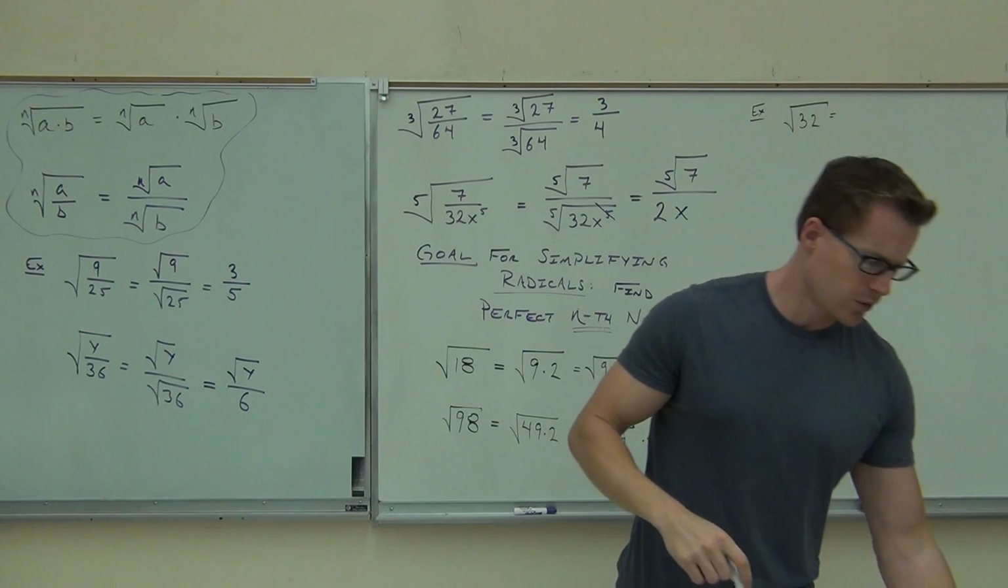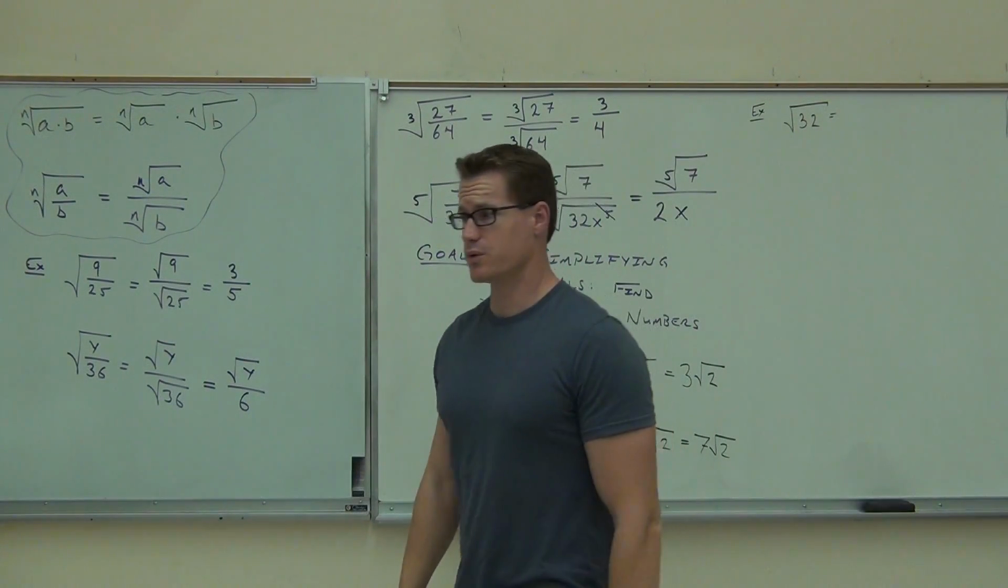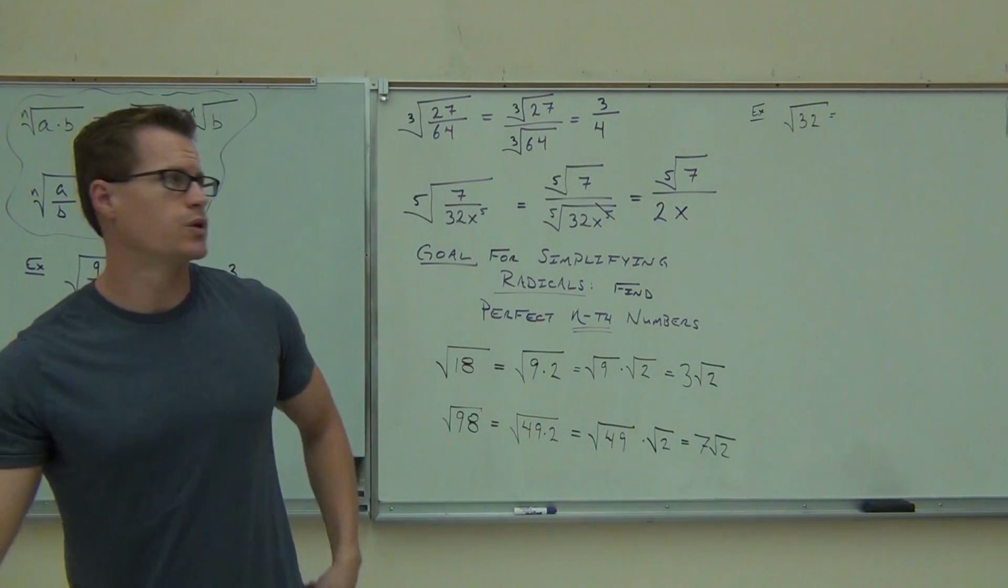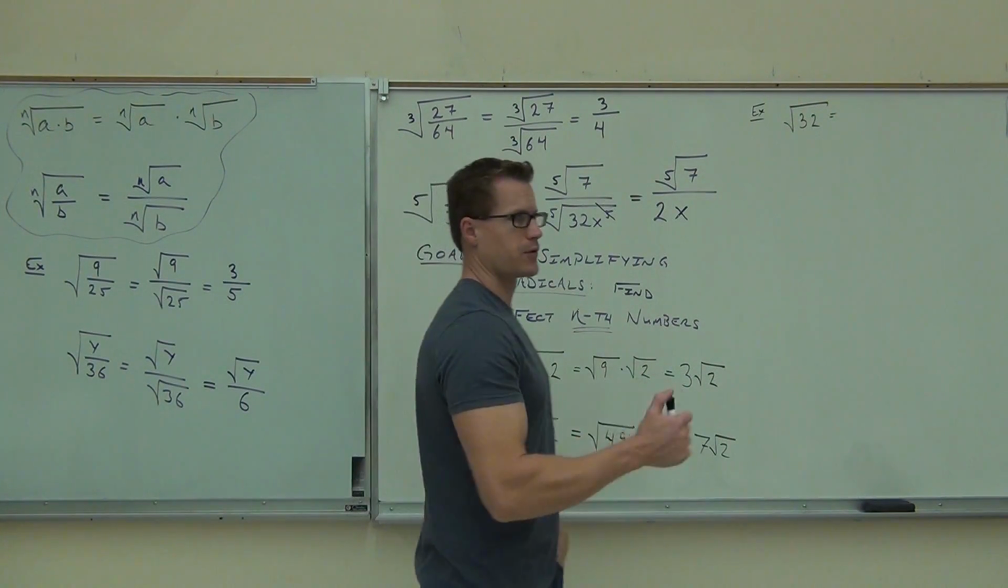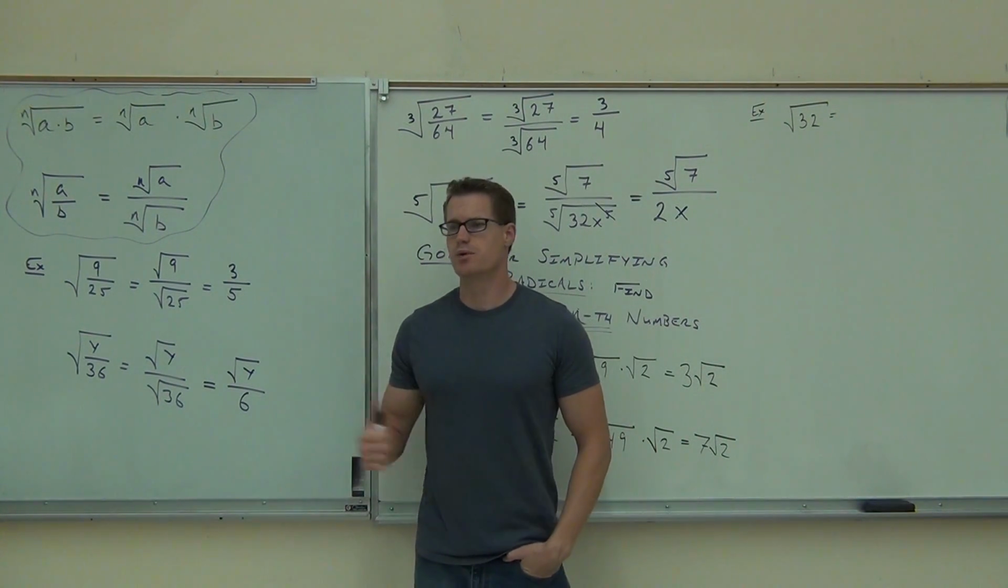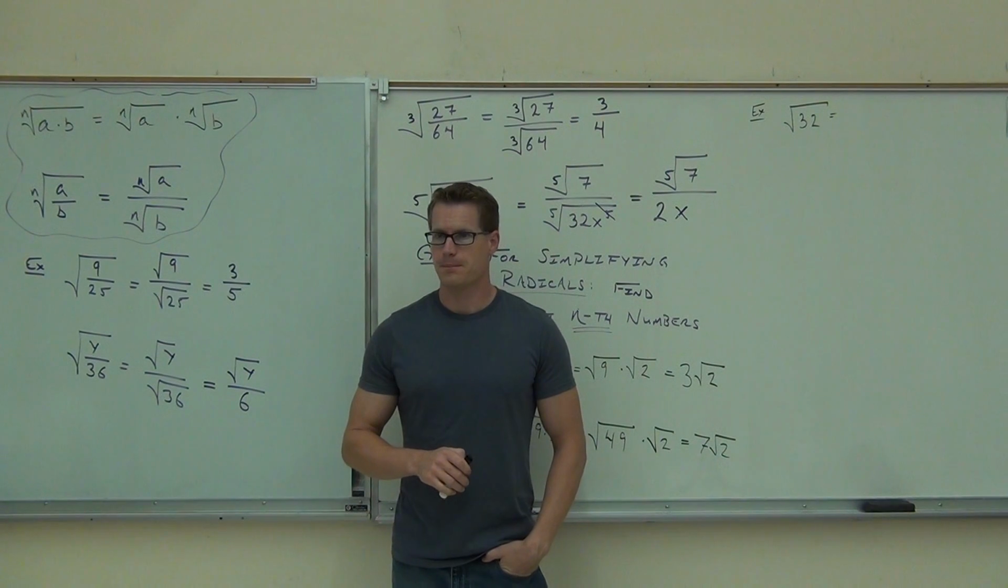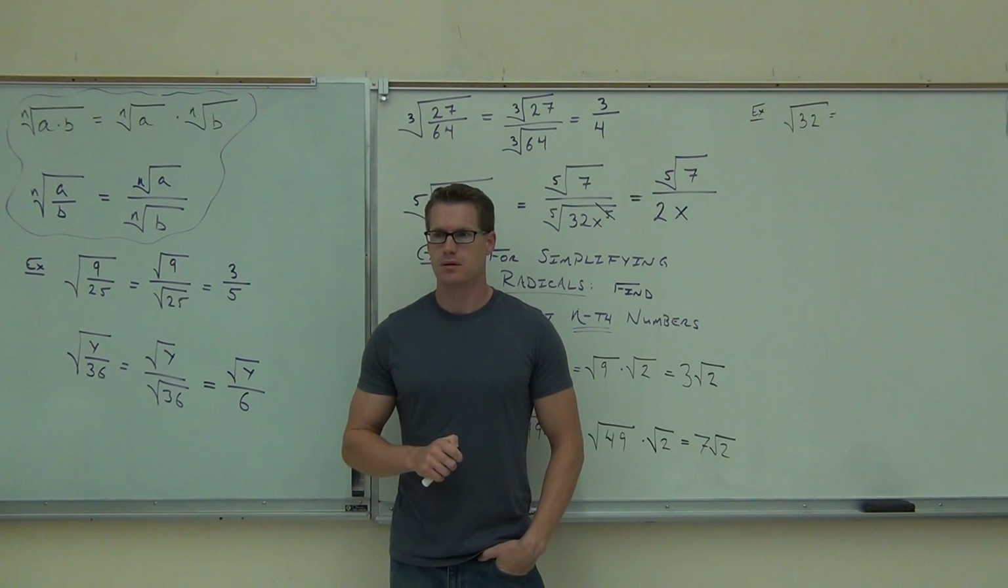Let's talk about the square root of 32. Now clearly we have a square root. We're thinking of a number that goes into 32 that you can take a square root of that's a perfect square. What do you think? 16. I heard 16, that's great. What about 4?